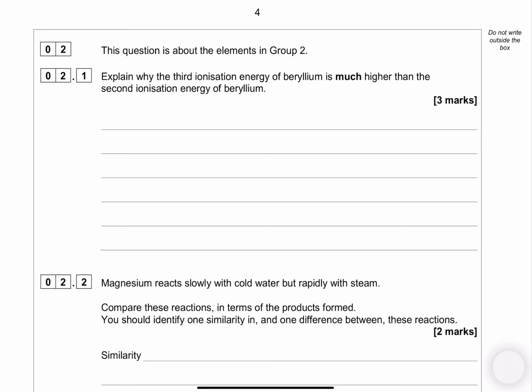This question is about the elements in group 2. Explain why the third ionisation energy of beryllium is much higher than the second. So the first thing you need to do is look up beryllium in the periodic table. And when you look up beryllium in the periodic table, you see that it is quite near the beginning, element number 4, which means its electron configuration is 1s2, 2s2.